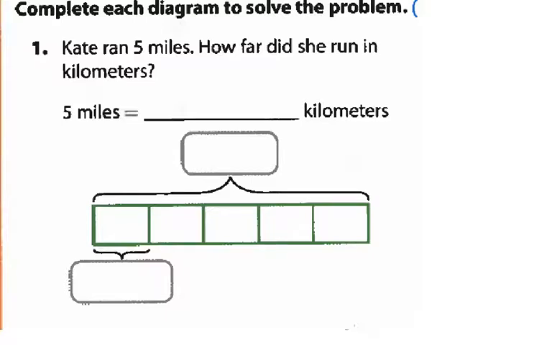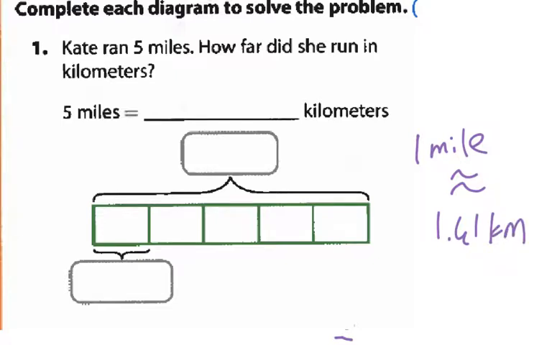Okay, here we have Kate ran 5 miles. How far does she run in kilometers? Well, again, you need to look at your conversion chart from the beginning of the video, and you would know that when you do that, kilometers to miles, I'm finding it here. So 1 mile is approximately equal to 1.61 kilometers.